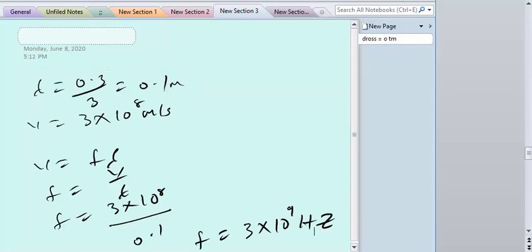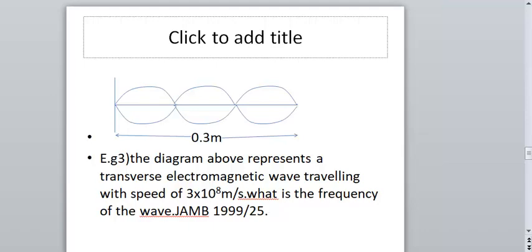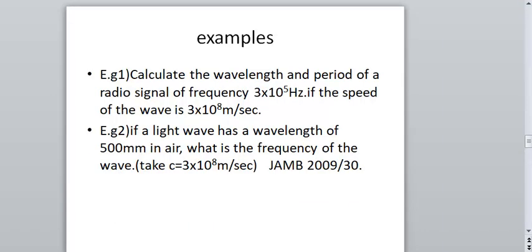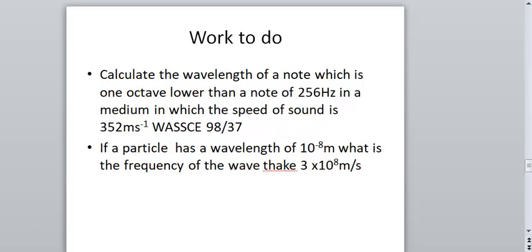So these are the little simple calculations we can solve for now. We are going to give you this little work to do, so you can also solve these questions on your own. It's very simple.